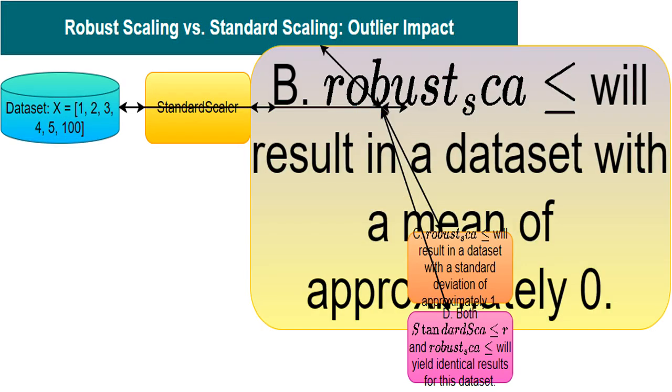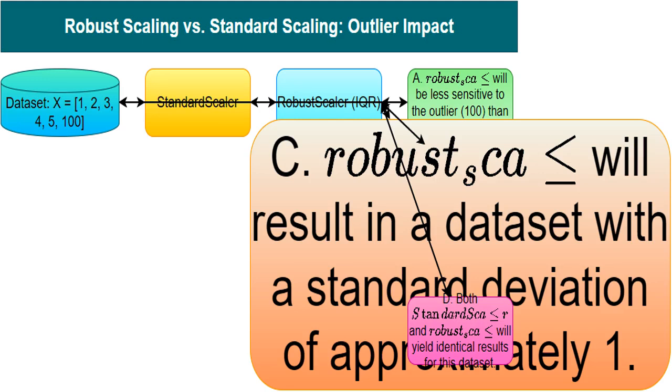This option states that after applying RobustScaler, the resulting dataset will have a mean close to 0. While RobustScaler aims for a centered dataset, the final mean might not be exactly 0 after scaling due to the IQR-based scaling method. Similar to option B, this option suggests that RobustScaler will produce a dataset with a standard deviation near 1. Although this is the goal, the exact value may slightly deviate from 1 because of the scaling using the IQR.